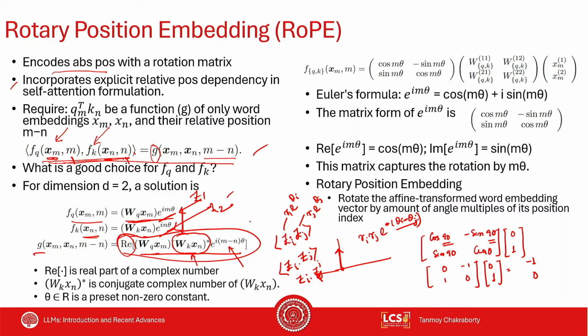Now let's see whether these three things satisfy the property that I was mentioning earlier. Fq is a function of xm and m. Fk is a function of xn and n, where g is a function of xm, xn and m minus n. Okay. All right. Few more maths.